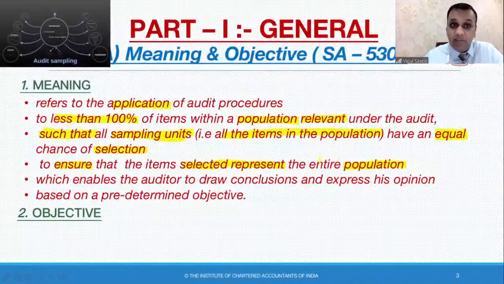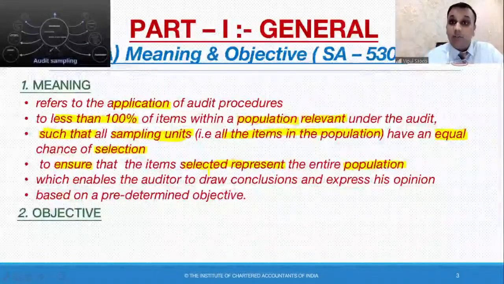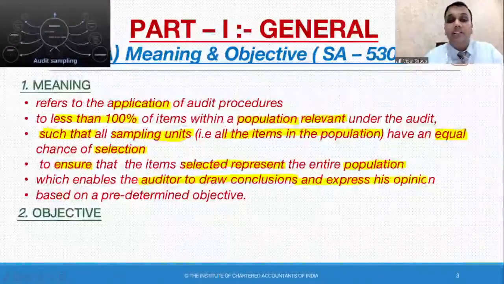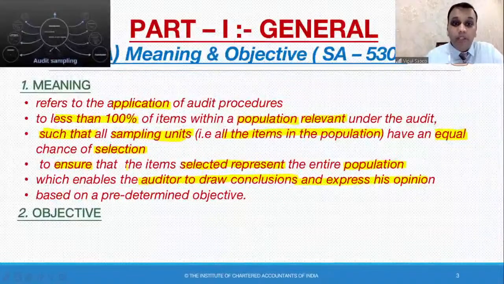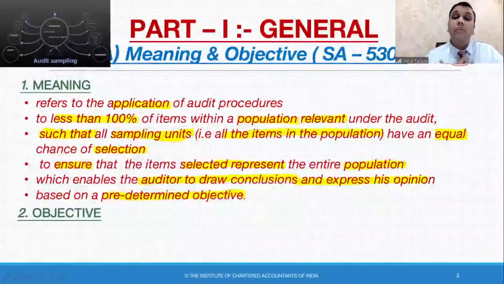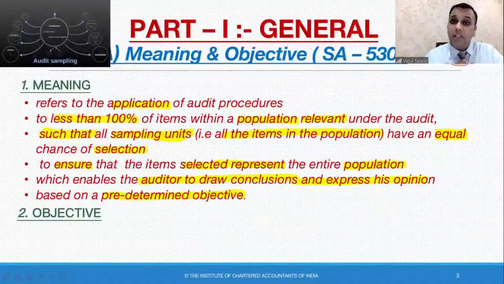In our case, whatever units we choose, they should have equal chance of getting selected so that they represent the entire population. And as an auditor, I am able to draw conclusions and express my opinion thereon based on a predetermined objective. I have an objective in mind. Keeping that objective in mind, I'll choose the sample.